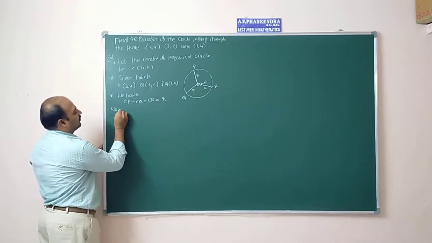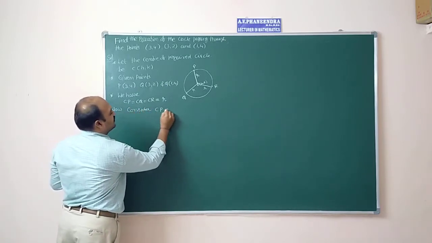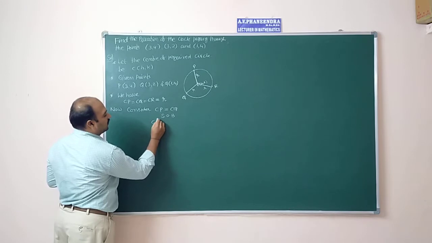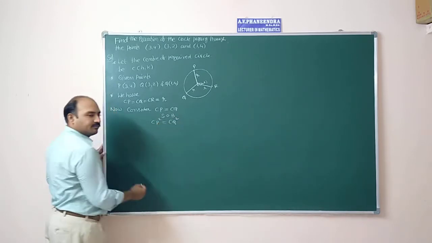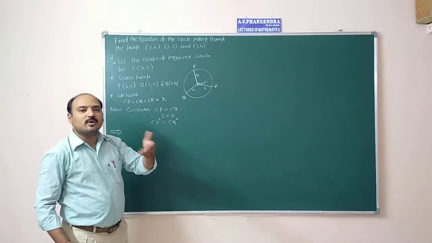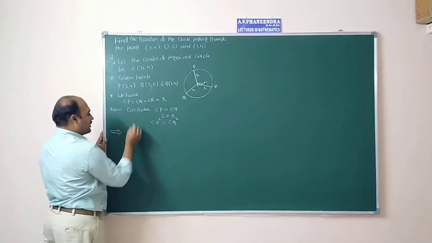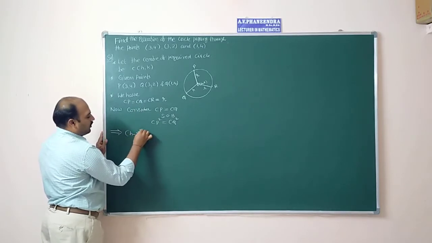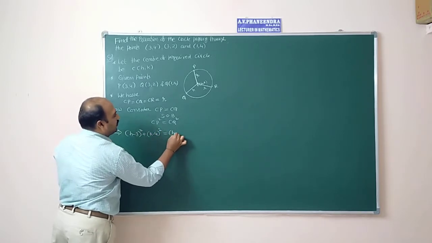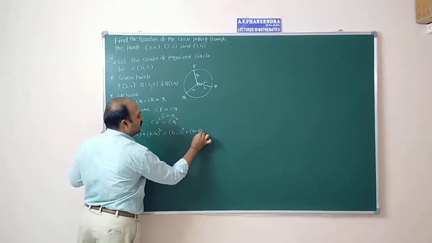Now consider CP equal to CQ. Squaring on both sides, CP square is equal to CQ square. That implies CP square means the distance between C and P squared. Whenever square is there, without root you have to write it. C is there, P is there here. So h minus 3 whole square plus k minus 4 whole square is equal to h minus 3 whole square plus k minus 2 whole square.